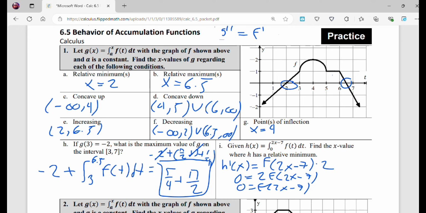And so we're going to say that 2x minus 7 equals 2, right? Because 2x minus 7 has to be equal to 2, because f of 2 equals 0. So when the inside is equal to 2, f of 2 equals 0. Hopefully that makes sense. So solve for x: 2x equals 9, so x equals 9 over 2.